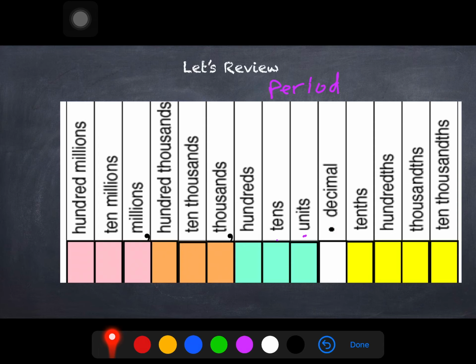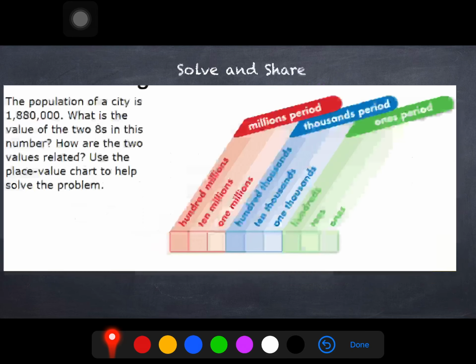And of course, to the right of your decimal point are fractions of numbers expressed as decimals: tenths, the first place, 2 places to the right of the decimal is the hundredths, the thousandths, and finally the 10,000ths.